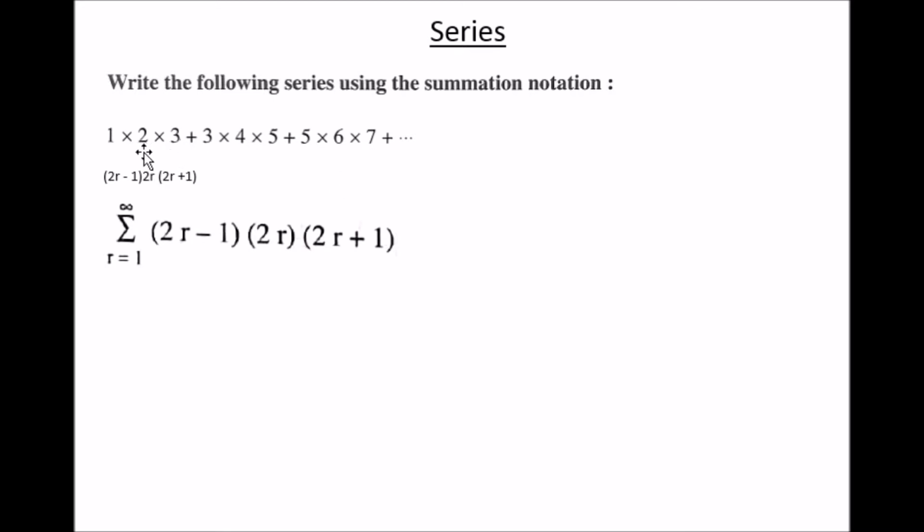Now let's compare the third number to the middle number. The middle number is 2 and the third is 3, so it's 2 plus 1. Here the middle number is 4 and the third number is 5, so it's 4 plus 1. And here the middle number is 6 and the third number is 7, so it's 6 plus 1. Now it's clear that the third number of each term is the middle term 2r plus 1. This is the rule of the general term. We have 2r minus 1 times 2r times 2r plus 1. The sequence goes forever, so the summation notation is sigma from r equals 1 to infinity of 2r minus 1 times 2r times 2r plus 1.